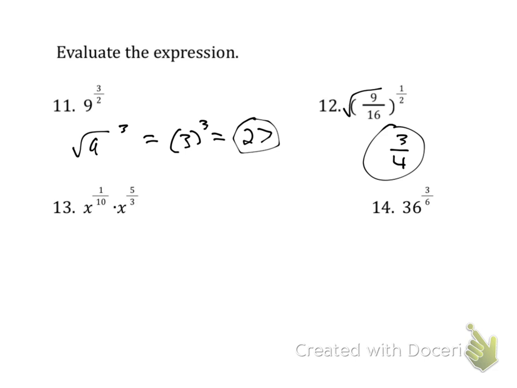13, we multiply variables. We add the exponents. So 1/10 plus 5/3 would be 3 over 30 plus 50 over 30, which would be 53 over 30. I would take that as an answer. I know Royce will say that the answer is x times x to the 23rd over 30.